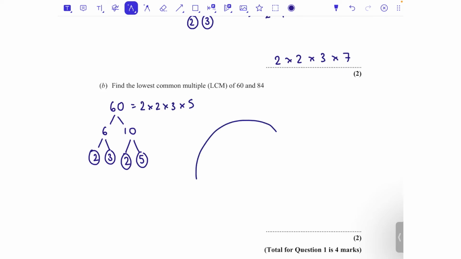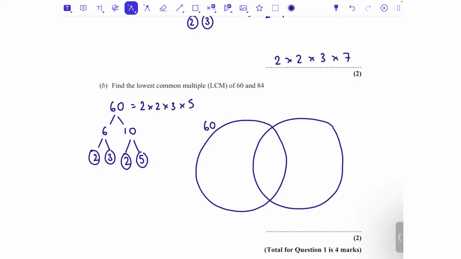I'm now going to do a Venn diagram. This circle is going to be for 60, and this circle is going to be for 84. And we're now going to look at both this and fill in that Venn diagram. So they've both got a 2, that can go in the intersection. They've both got another 2, so that can go in the intersection as well. And they've both got a 3, so that can go in the intersection as well. I've got a 5 left over on the 60 that I haven't used, and I've got a 7 left over on the 84 that I haven't used.